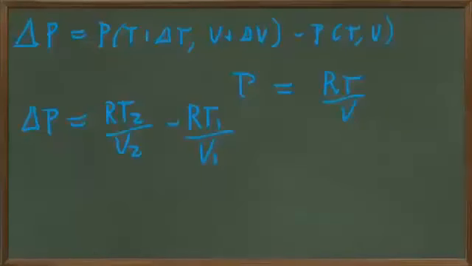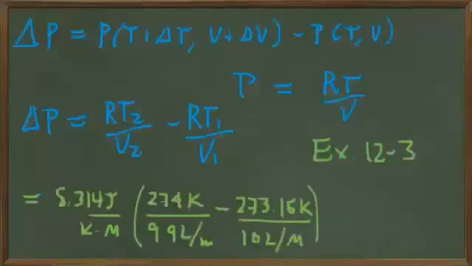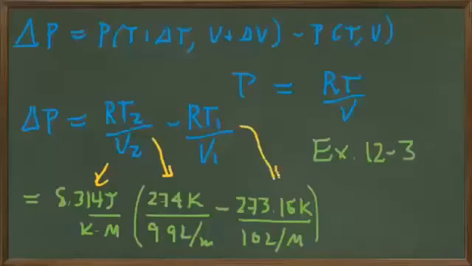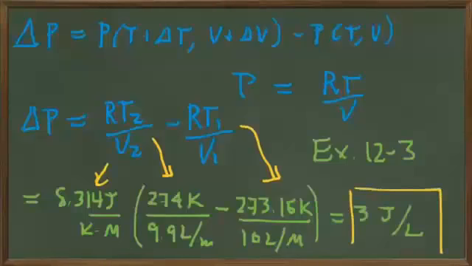So let's plug in the numbers in example 12-3, and we get this. So we've factored out R, and here are our T2 and our V2, and here are our T1 over our V1. And if we simplify, we get this. We get 3 joules per liter as our delta P.